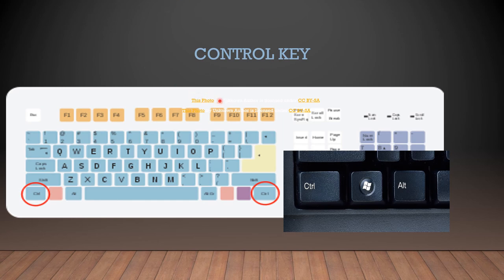Can you tell me the name of these keys? These keys are control keys. There are two sets of control keys. This you can see in the picture. This and this. And these are the alphabet keys. Okay, students. So it is used in combination with other keys. Like shift keys, these are also used with other keys. It helps us to use shortcut keys to do things instead of using the mouse.